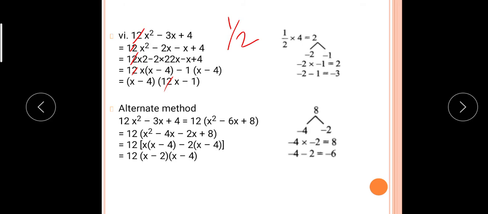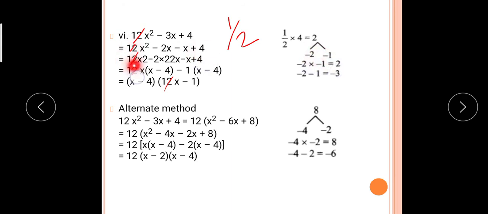So 1 by 2 x square minus 3x plus 4. The coefficient of x square multiplied by the constant term 4 is 2. So 2 is the multiplication. We want 2 as a multiplication and we want the addition to be minus 3. So factorize 2 in such a way that their addition should be minus 3. Minus 2 and minus 1. Because when you take both with minus sign, the multiplication is 2 but their addition is minus 3. And then calculate in such a way. So 1 by 2 x square minus 2x minus x plus 4.